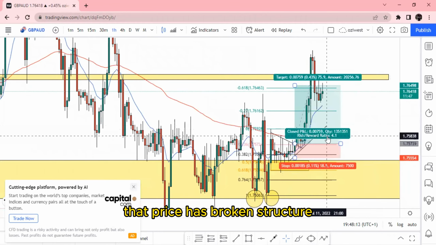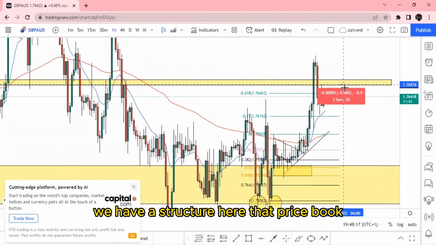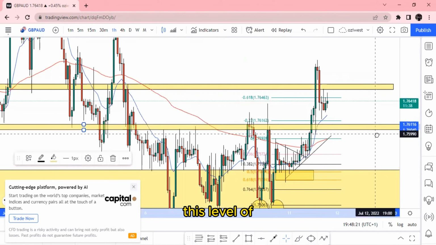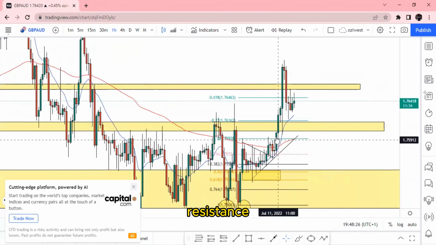And now you notice that price has broken structure. We have a structure here that price broke, this level of resistance.